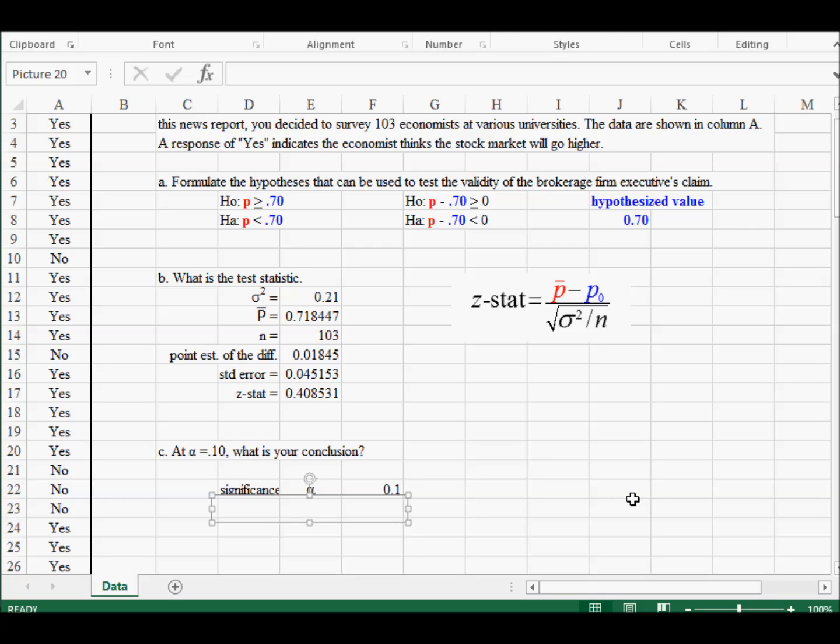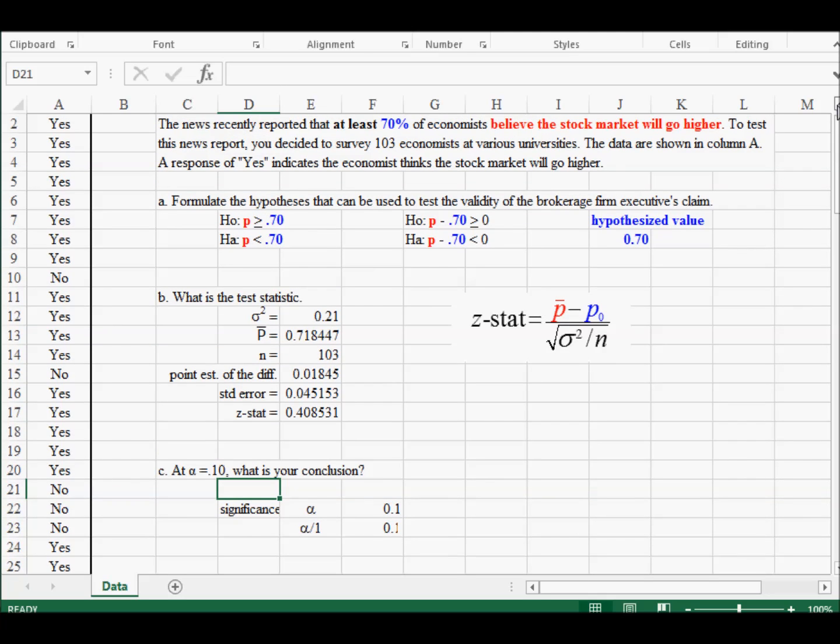And recall that we have a one-tailed test, so we divide the alpha by 1. Now why do we divide alpha by 1? Well, the alpha is divided by 1 because the alternative hypothesis tells us we have a lower tailed test. So I explicitly divide alpha by 1 to remind me that we have a one-tailed test.